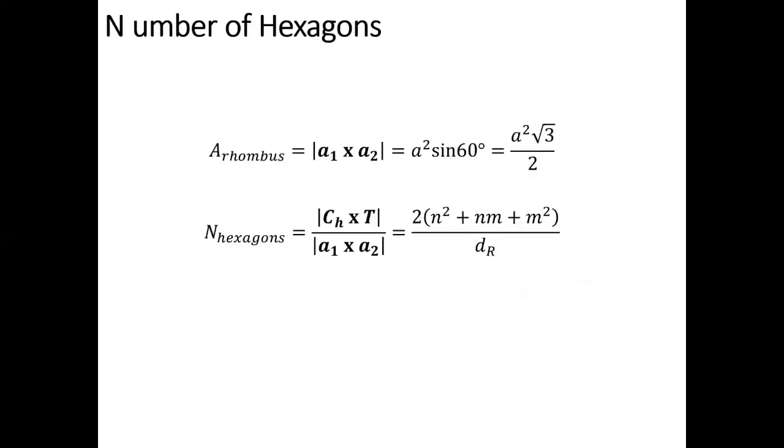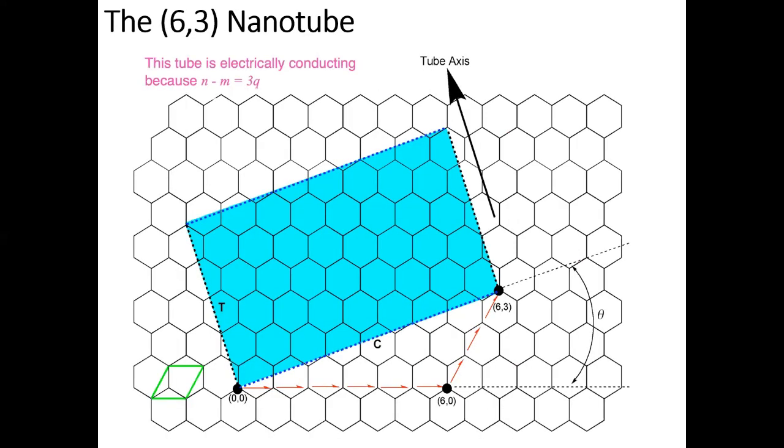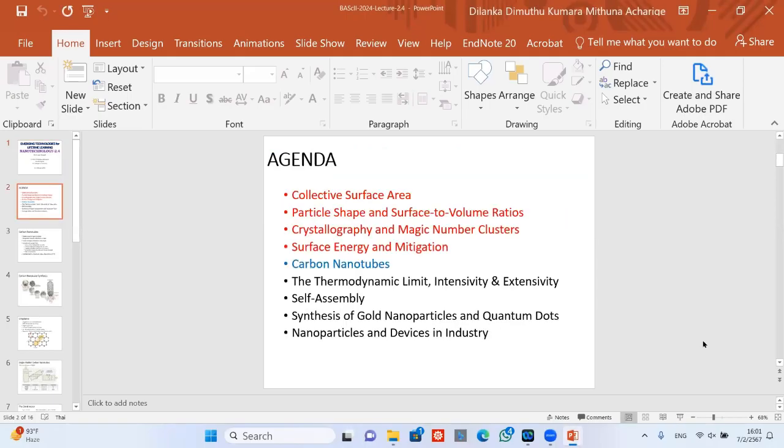Okay, you see, put together, we're almost there. The number of hexagons is just area, right? The cross product a1 times a2 is the area of the rhombus, or the unit cell, and the number of hexagons is simply the area of the cylinder, the circumference times the height of T, divided by the area of the rhombus. That gives you the number of hexagons. The number of atoms, we simply multiply hexagons by 2, because we know there's 2 atoms per hexagon. And then we start building our nanotube. Here's how it looks. Okay, we're done.